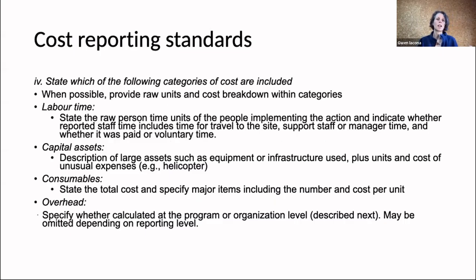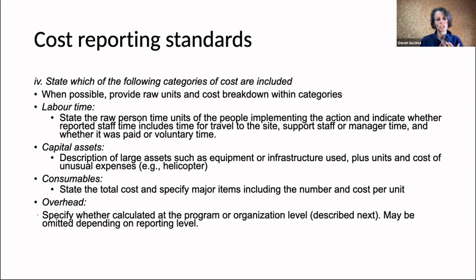So cost reporting standard number 4 is to state which of the following categories of costs are included. And we use these 4 basic accounting categories, which we saw as being the ones that are most relevant to the conservation context, and also broad enough to generally estimate. But when we talk about these categories, the idea here is to say, are these categories included in my cost estimate or not included in my cost estimate? So there are 4 categories: labor, capital, consumables, and overhead.